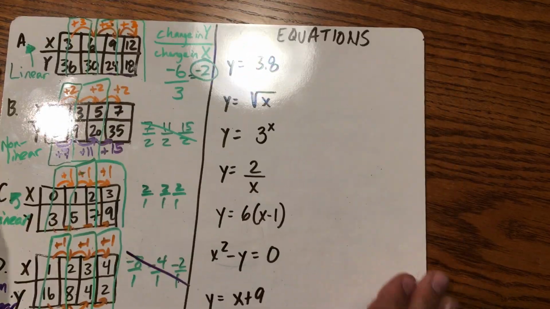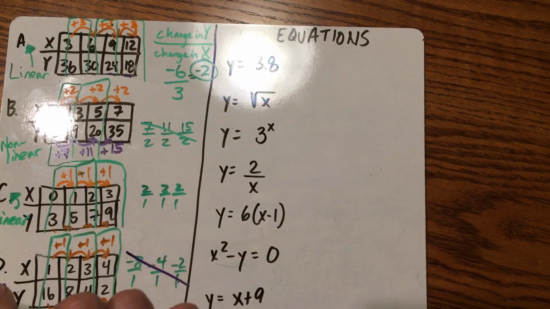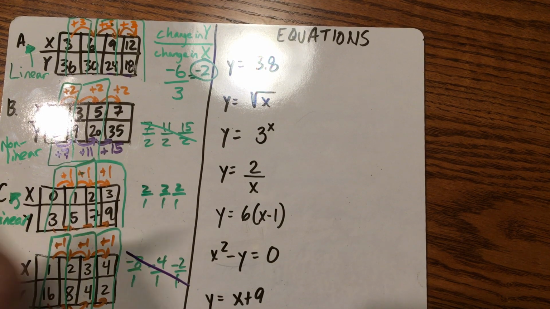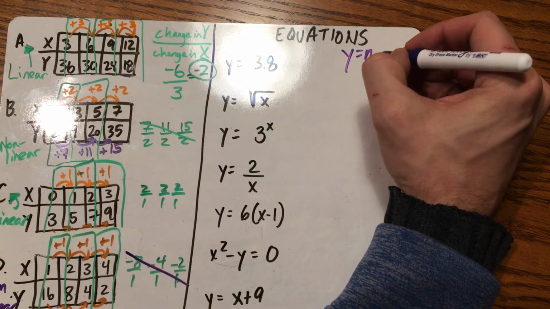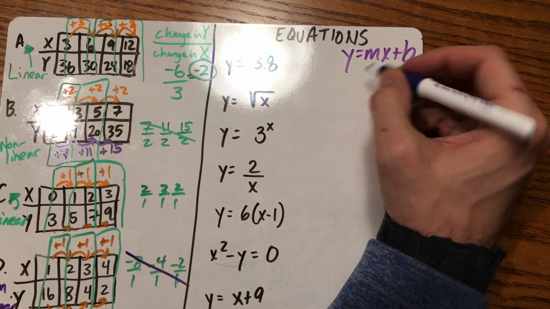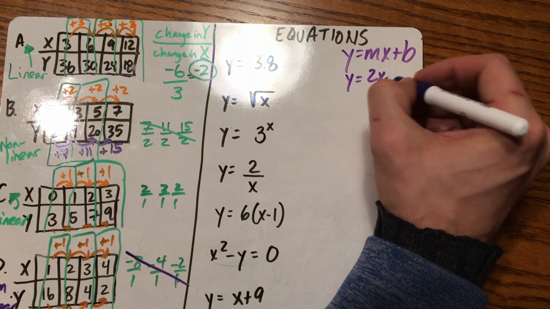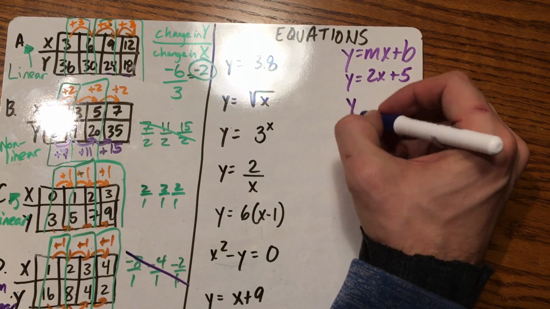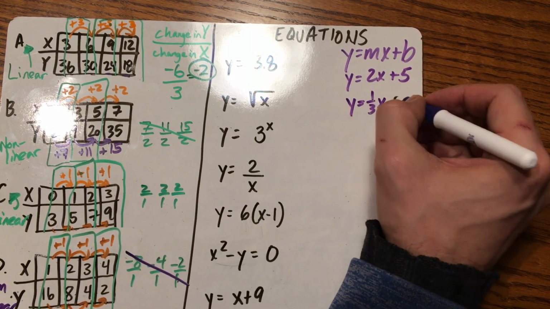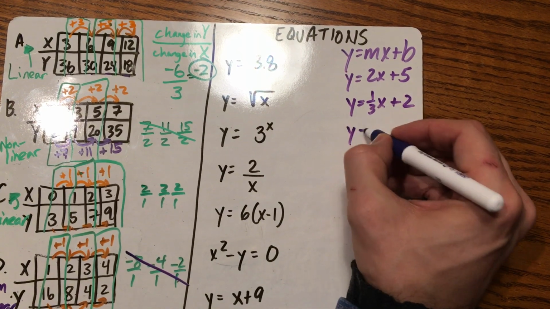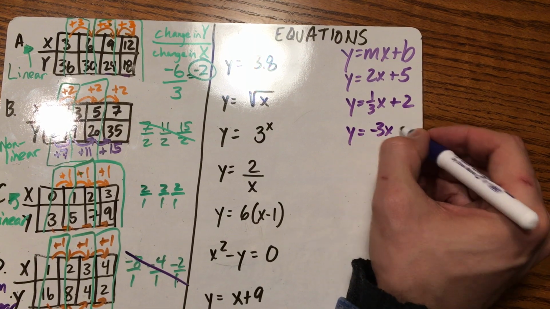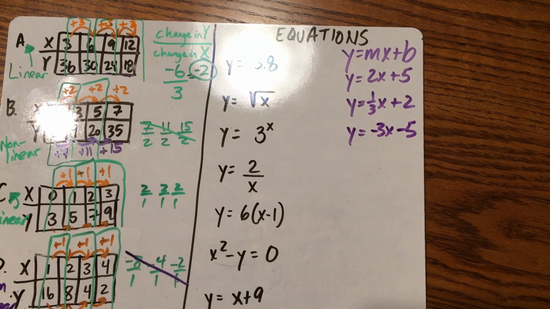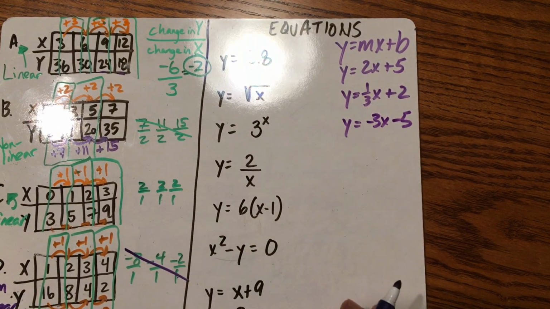Okay, here's some examples. I just want to go through these, and some of these are kind of crazy examples. They're normally not this hard. How can you tell if something is linear by just looking at the equation? Can it be written like this? This is the format we're looking for. So something like this, y equals 2x plus 5, or y equals 1/3 x plus 2, or y equals, it can even be negatives, right? Negative 3x minus 5, right? All of those would work. That's kind of the format we're looking for.